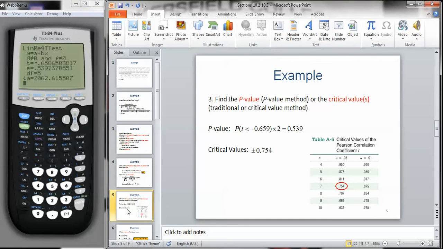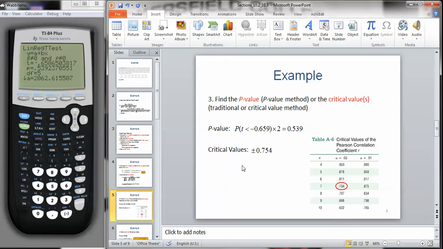Then step 3, find the p-value or the critical value. So for the p-value, that's the probability of t less than negative 0.659. So that's the left tail area. But because this is a two-tailed test, you need to double that area. Or you can just look at the output on your calculator again. See, that's your p-value. Okay.